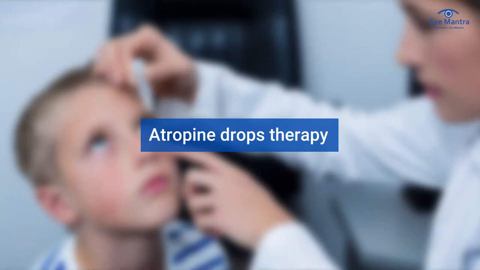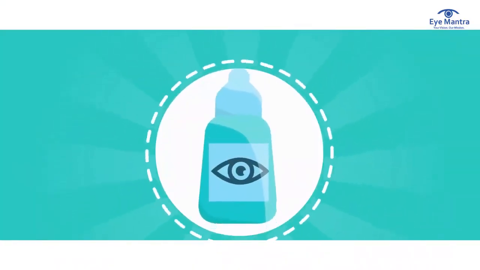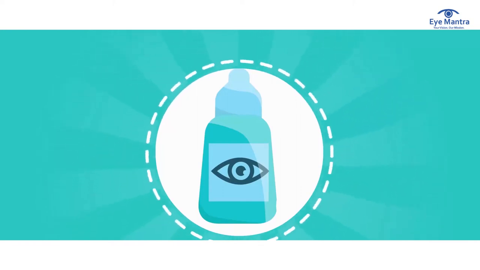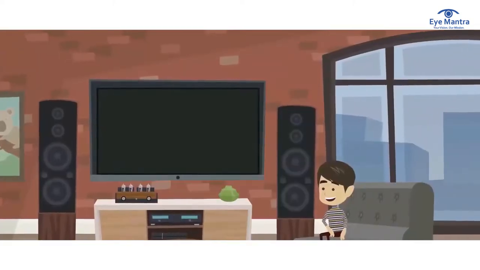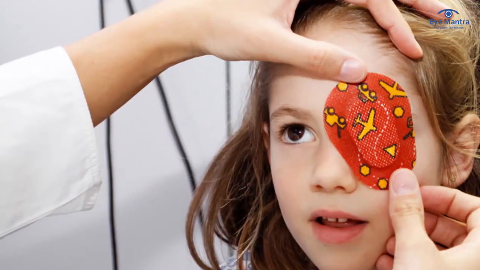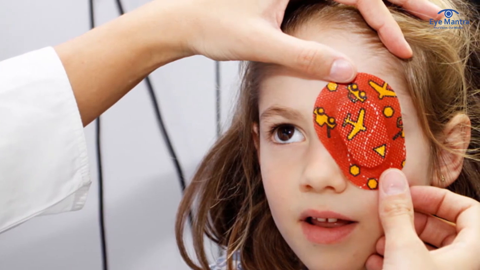Atropine drop therapy. In some children, atropine eye drops have been successfully used to treat a lazy eye. One drop is placed in your child's good eye each day. Your eye doctor will give you instructions on how to do this. Atropine blurs the close-up vision in the good eye, which forces your child to use the eye with amblyopia more, thereby strengthening the lazy eye without having to wear an eye patch on the good eye. One advantage of using atropine eye drops to treat lazy eye is that it doesn't require constant vigilance to make sure your child is wearing their eye patch.